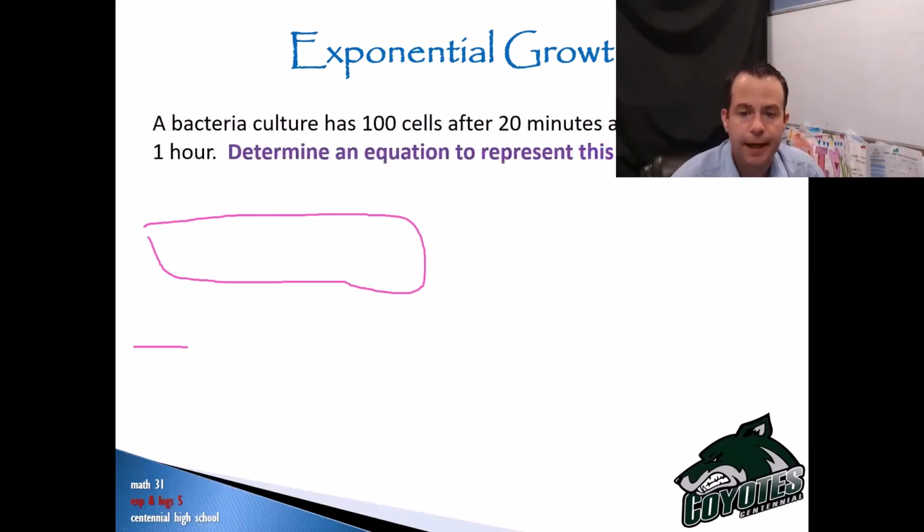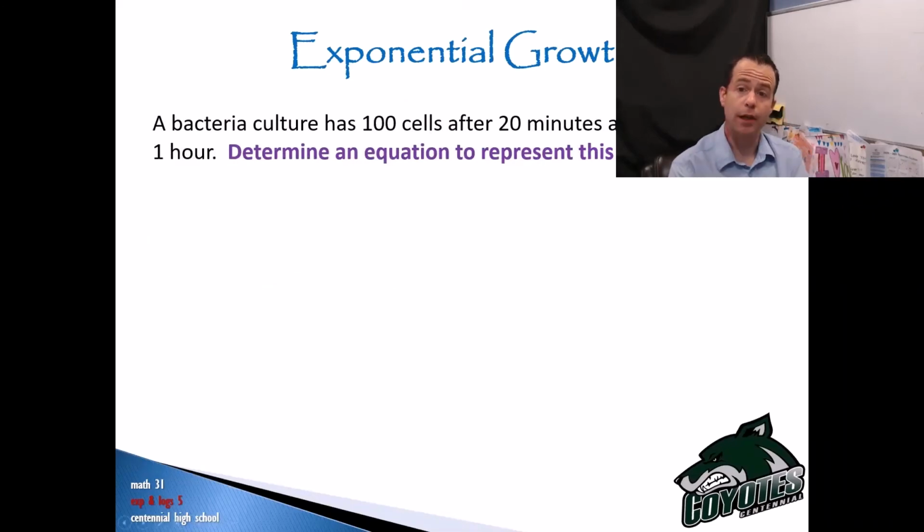All right. Now, a bacteria culture has 100 cells after 20 minutes and 600 cells after 1 hour. So new situation, determine an equation to represent this situation. Okay, I've got my moment in time twice, right? I've got my initial is 100, and then after 20 minutes, it's 600. Now, it's 100 after 20 minutes, and it's 600 after an hour. Sorry, I read the question wrong. None of us are perfect. Okay, so those are my 2 moments in time.